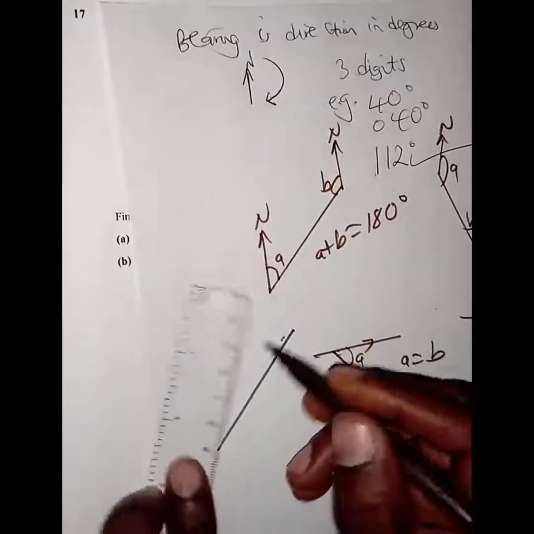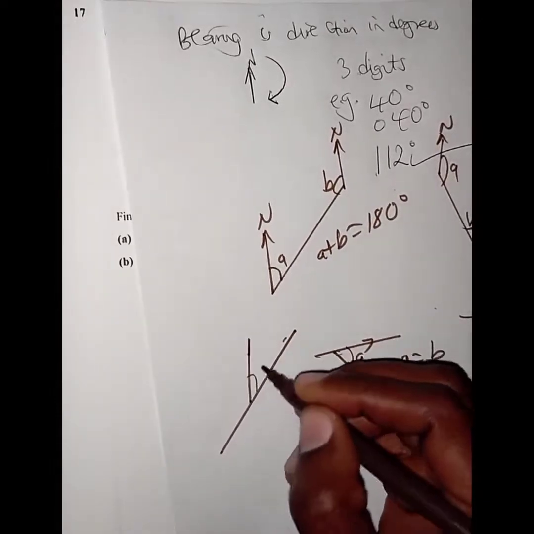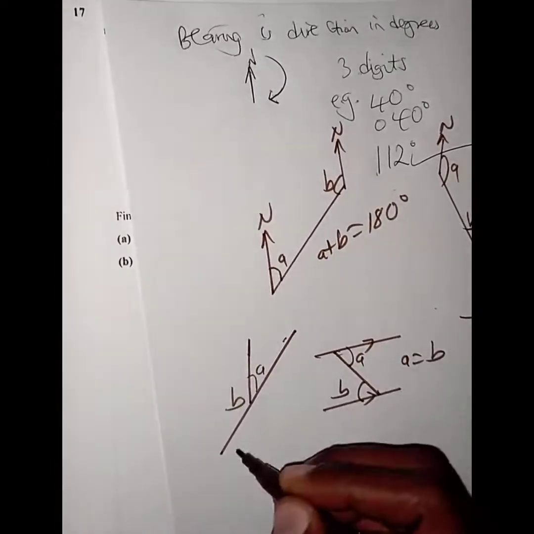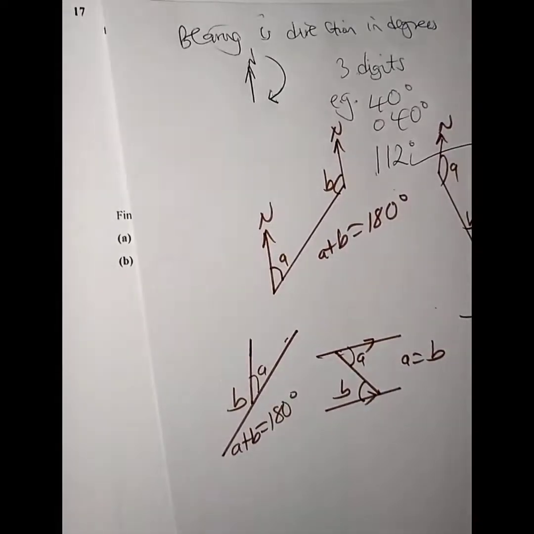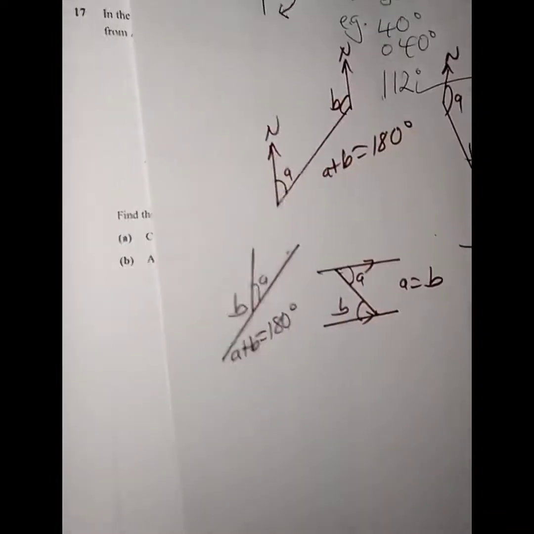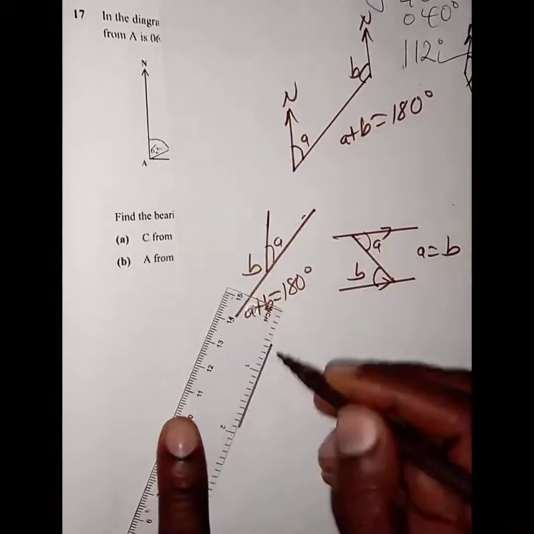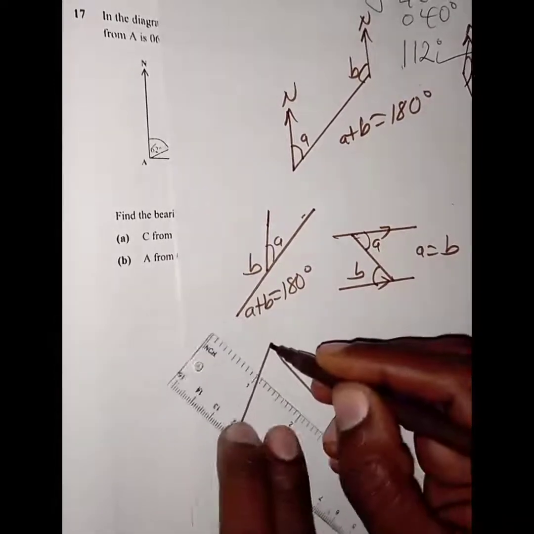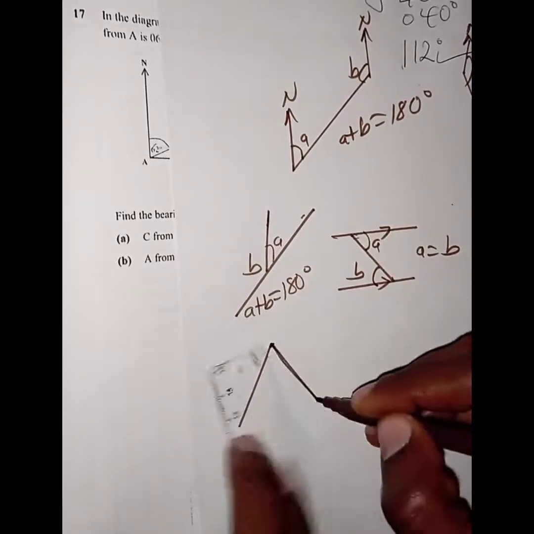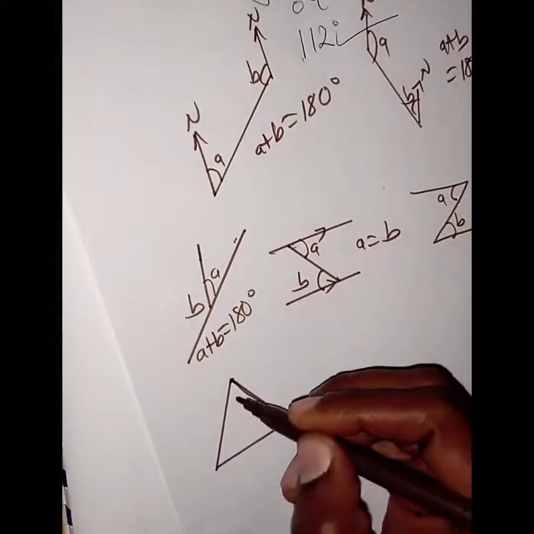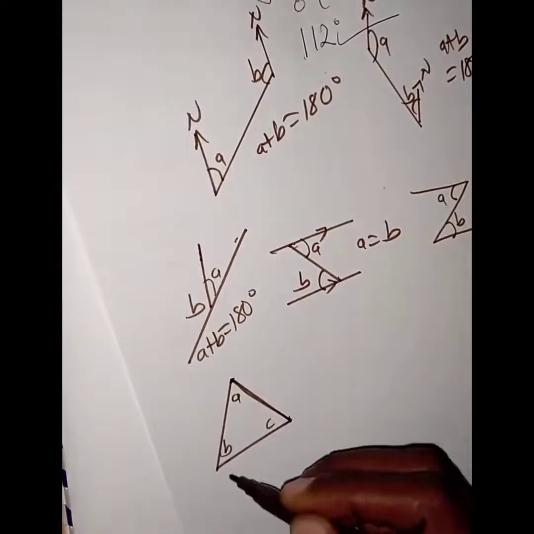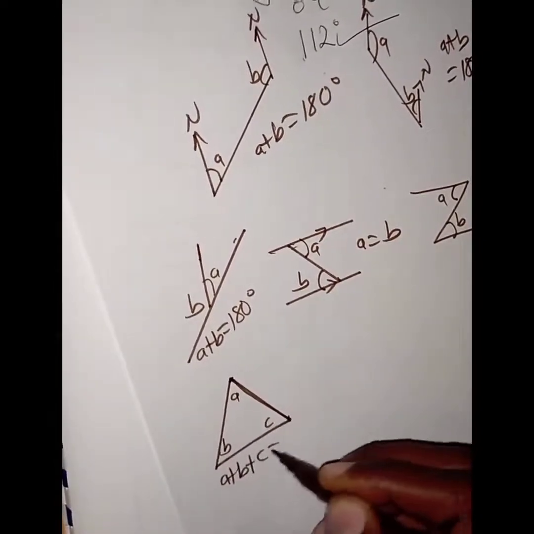Another way, angles on a straight line give you 180. If this is A and this is B, just know that when you add A plus B, you should get 180 degrees. Take note also that angles in a triangle should give you 180 degrees. If you add A, B, C, A plus B plus C, you should get 180 degrees.